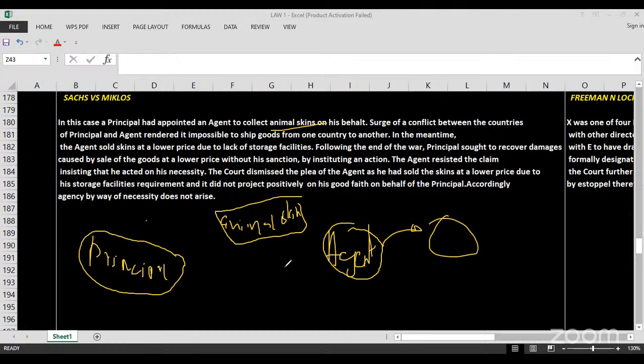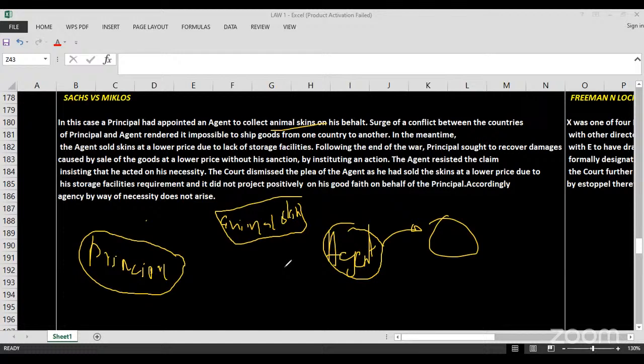Okay, now the war is also done. But sell those skin to that country. Now what does the agent say? No, I sold that to another person, and this is the income I got. The principal asks, why did you sell like that? You can't do so. So you compensate me for the loss.